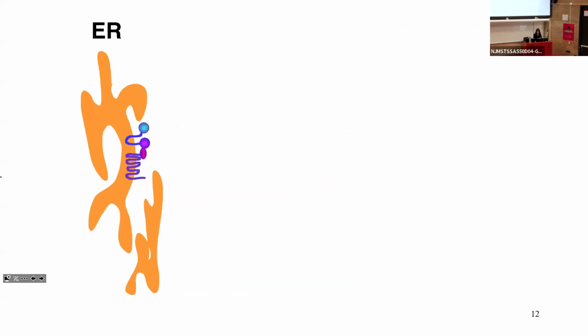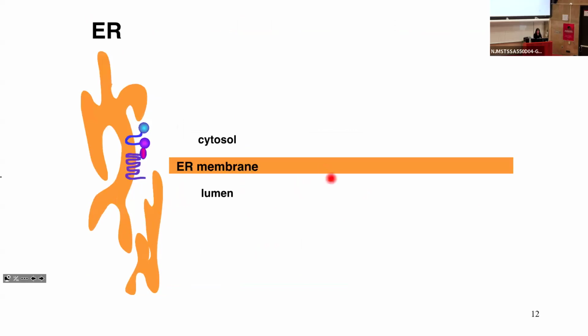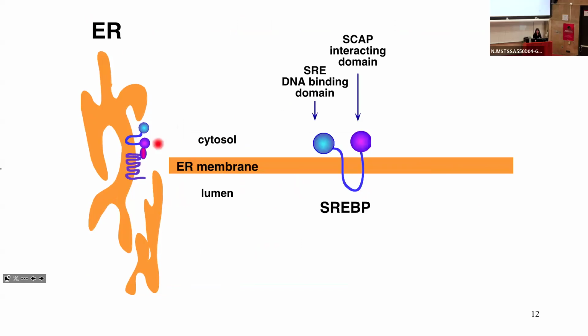So in the ER, right, this is the ER membrane. On the top is the cytosol, and the bottom is the lumen. And this SREBP is sitting in here. See, it has this transmembrane loop. And on one side is the transcription factor, the SREBP DNA binding domain. This is what's going to bind to the sterol responsive element at the 5' end of a gene in order to activate transcription.